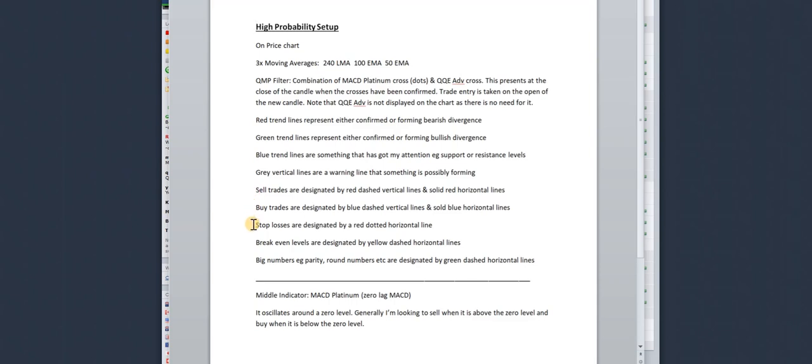Stop losses are red dotted lines. Break even, which you don't see that much on these charts these days, is yellow. And big numbers are big green dashed horizontal lines. And below the price chart, you'll see a MACD Platinum, which is just a zero lag MACD. And I'll explain how it works when I get on there.